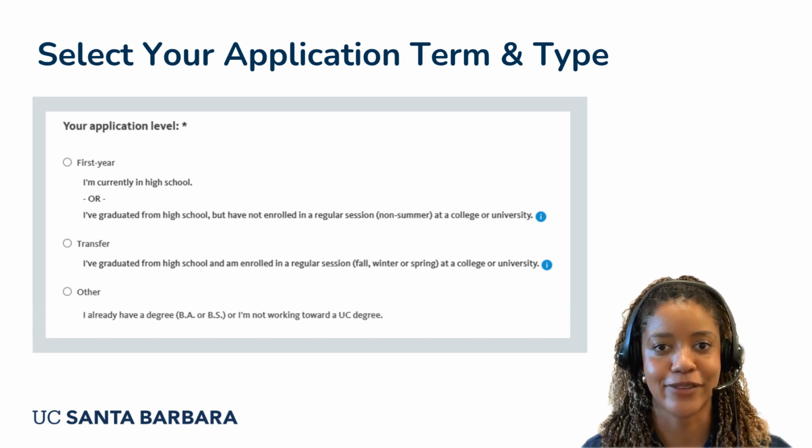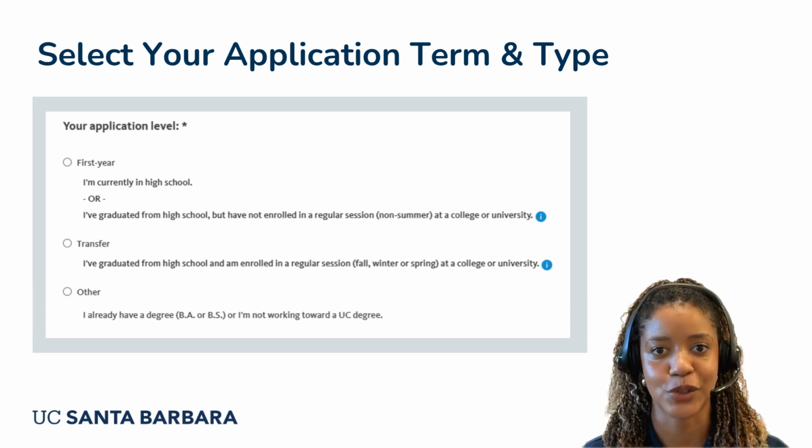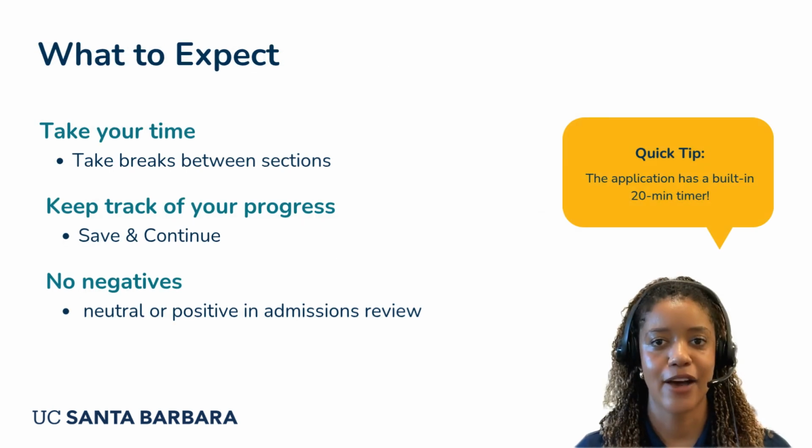Lastly, very few campuses are open for admission to lower division transfer students, or students with less than 60 semester or 90 quarter units of transferable college credit. The other category is for students who have already earned a bachelor's degree or higher, or who are not working towards a UC degree. Now that you're ready to start your application, here's a few reminders of what to expect.